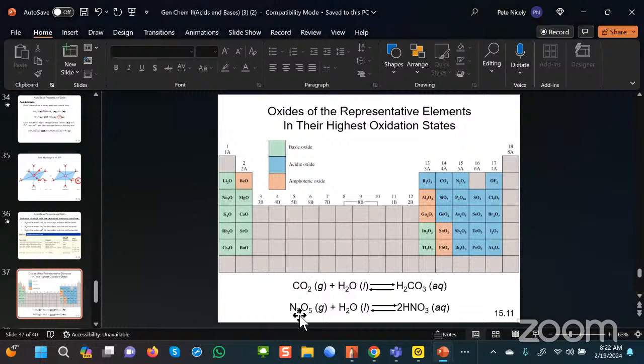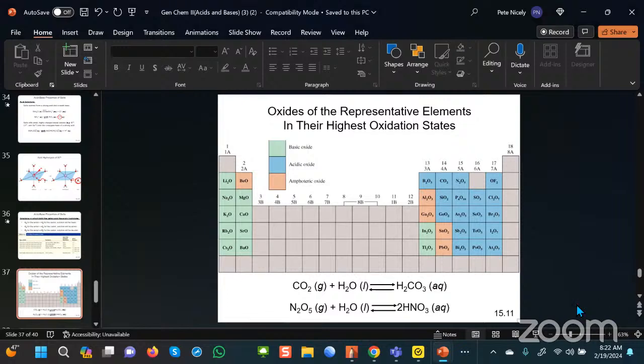The reaction between dinitrogen pentoxide and water gives you nitric acid. So these are two examples of non-metallic oxides that when added to water will give an acidic solution. There are other instances where non-metallic oxides will be added to water and they will give you a neutral solution, such as carbon monoxide, that is basically a neutral oxide.